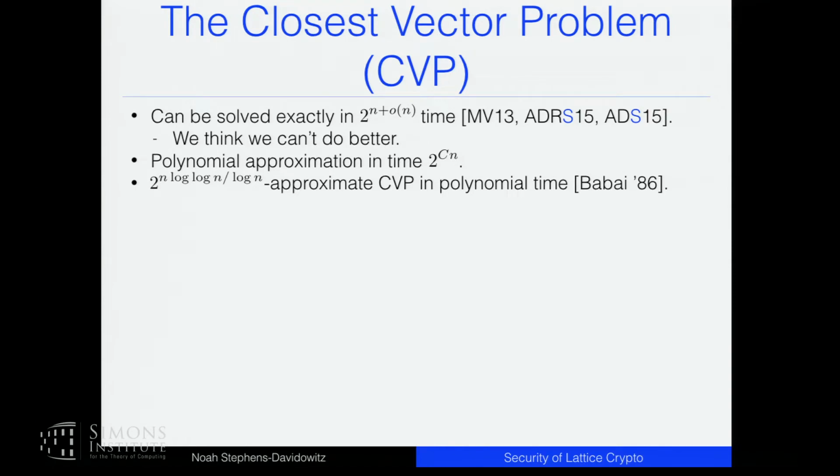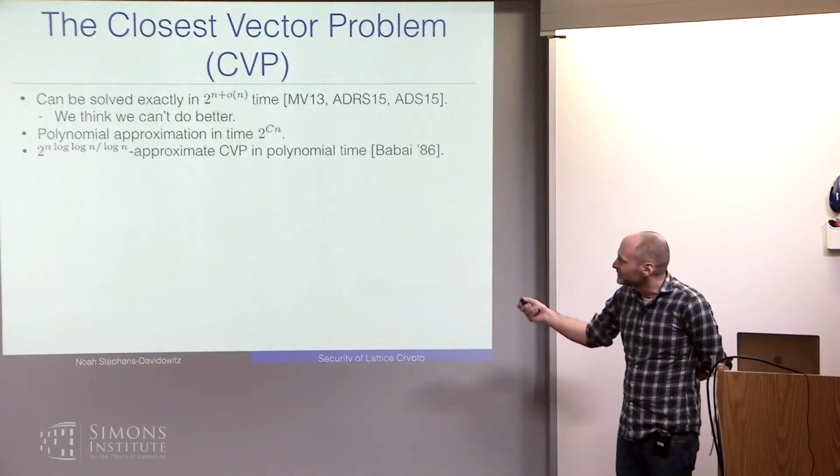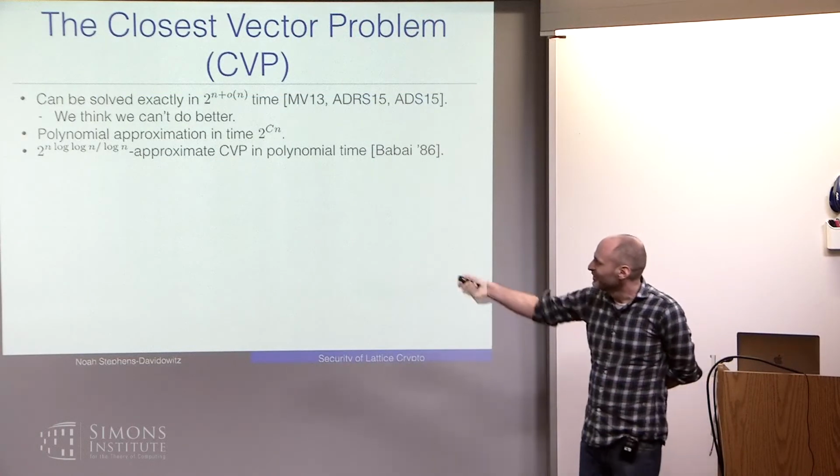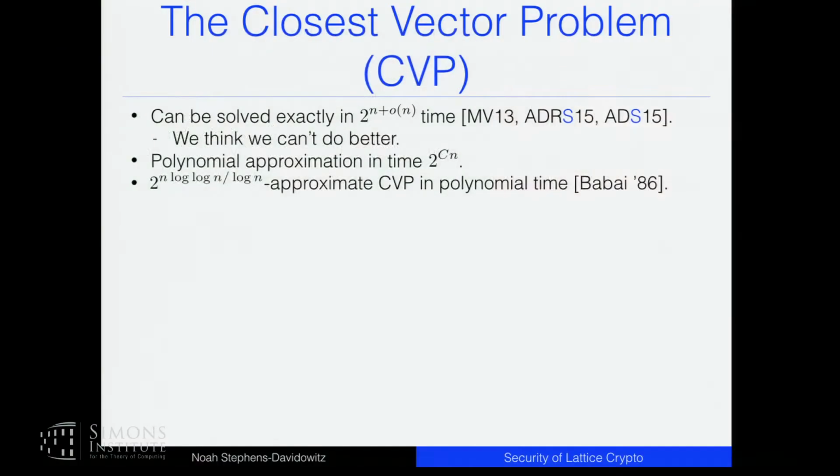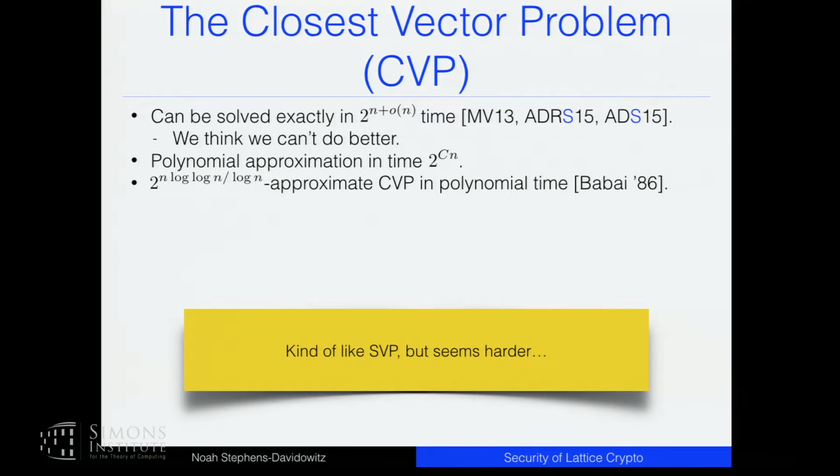This is just a very brief list of results for CVP, which are basically the same as SVP. So just like SVP, the exact problem can be solved in 2 to the n time. For polynomial approximations, we can do 2 to the constant n, where the constant depends on the polynomial. And we can get 2 to the n log n over log n in polynomial time. So it's kind of like SVP. And like most of the results we know for SVP, we kind of know for CVP as well.